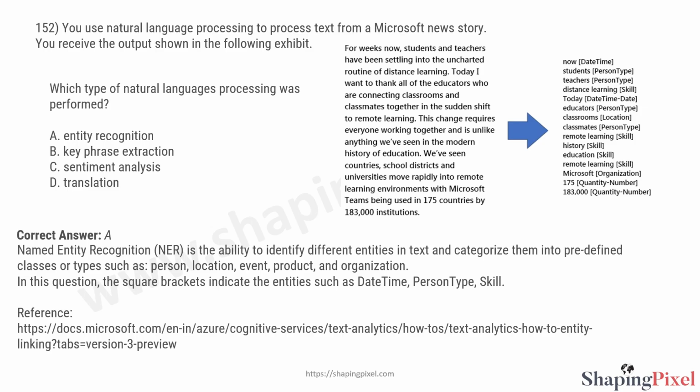So named entity recognition is the ability to identify different entities in text and categorize them into predefined classes or types such as person, location, event, product, and organization. In this question, the square bracket indicates the entity such as date, time, person type, skill.